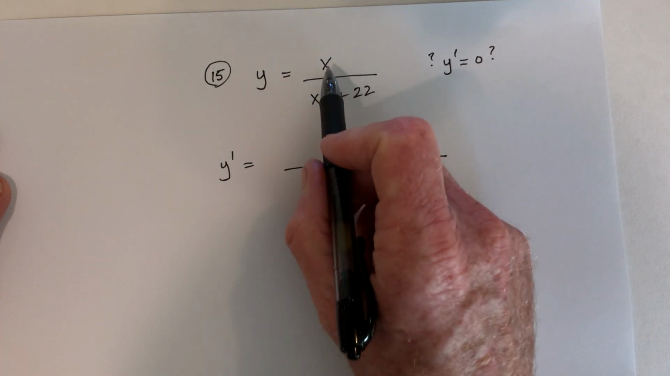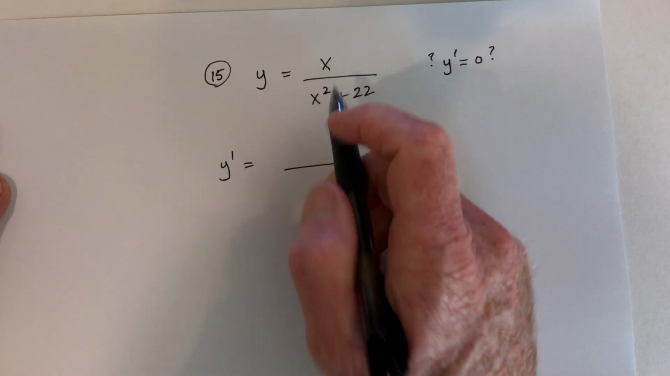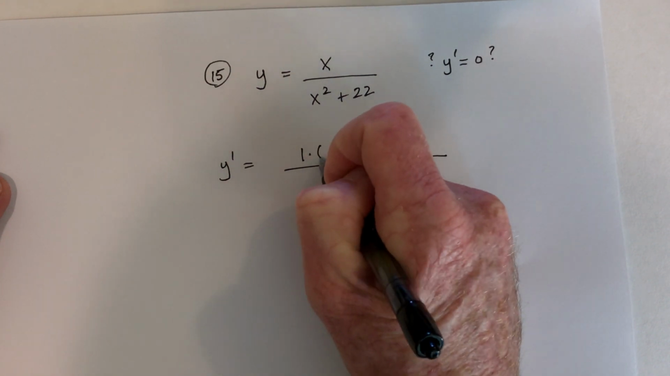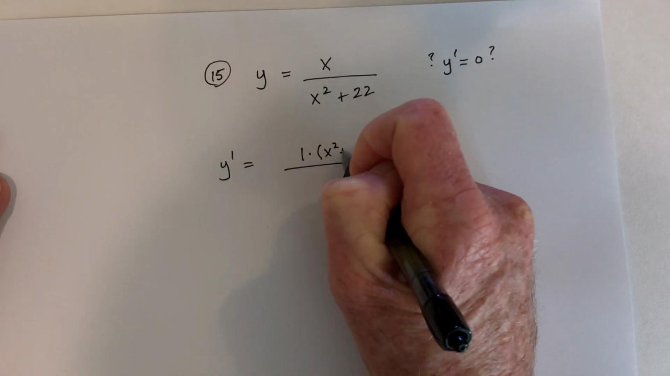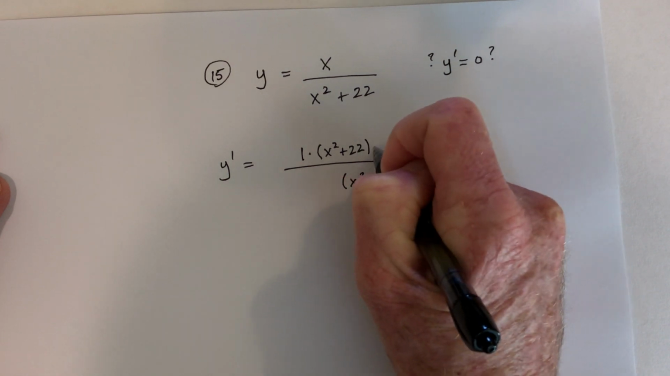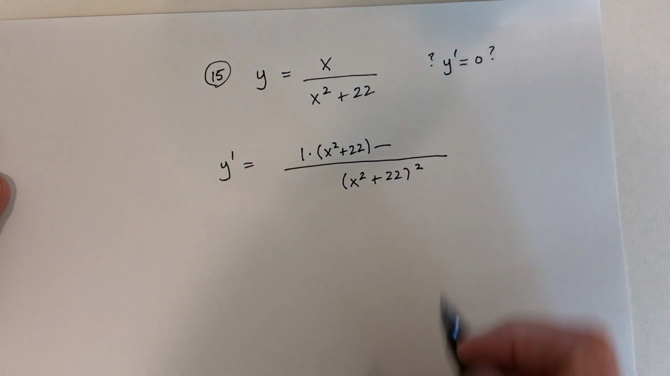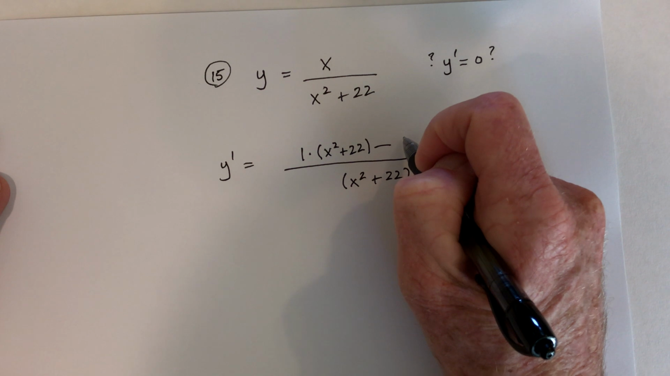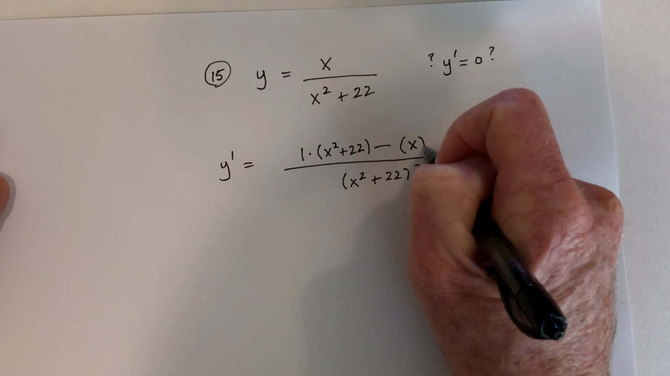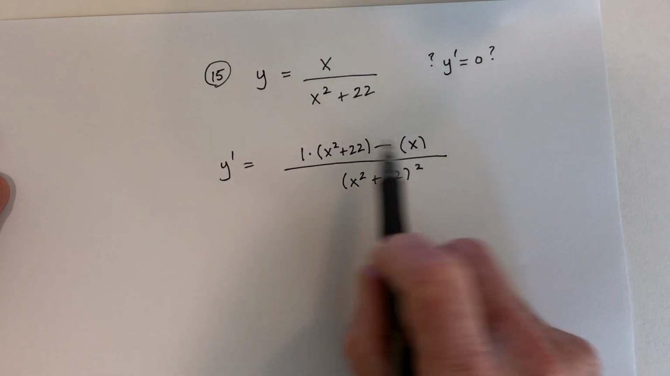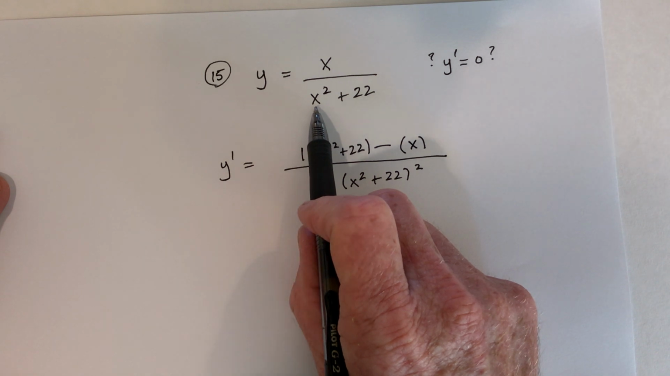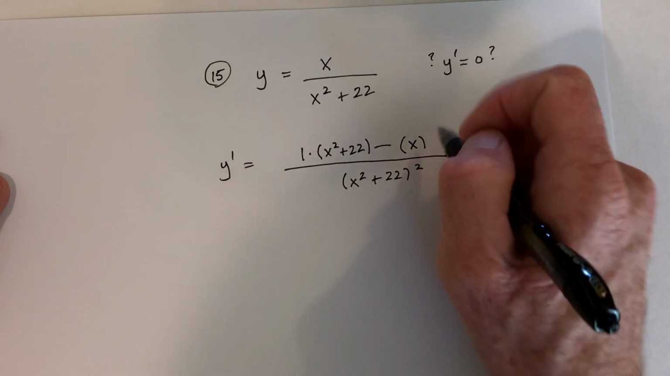Then for the top part, you take the derivative of the top, and the derivative of x is just 1. Copy down the bottom exactly as it is. Don't forget the quotient rule has minus. And then copy down the top part just as it is, and now take the derivative of x squared, which is 2x.